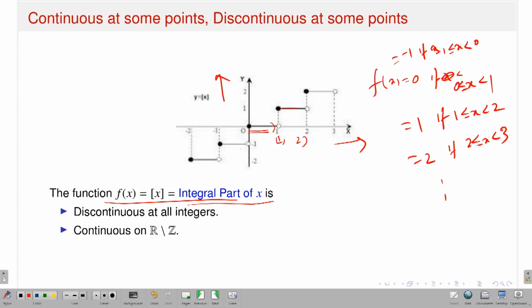So, what can I say about the continuity or discontinuity of this sort of function? This function is actually continuous at each point here. However, it is discontinuous at 1, at 2, at 3, because at 1, at 2, at 3 it has a jump. Similarly, at 0, at minus 1, at minus 2 it will have a jump. Therefore, I can say that this is a discontinuous function at all integers. However, if I take out the set of all integers from the real line, it is actually a continuous function.